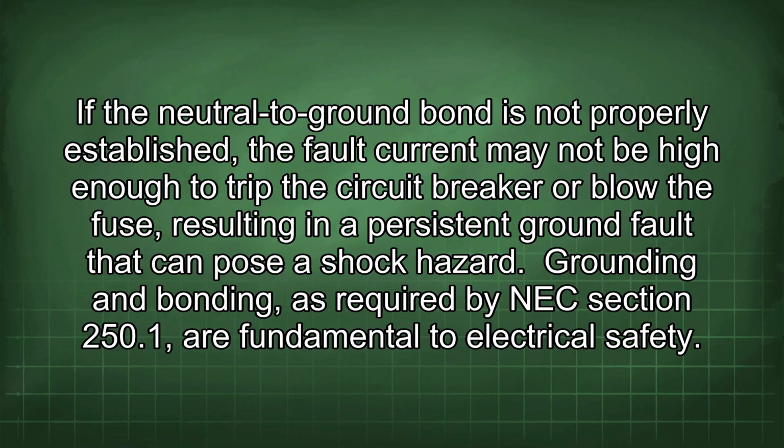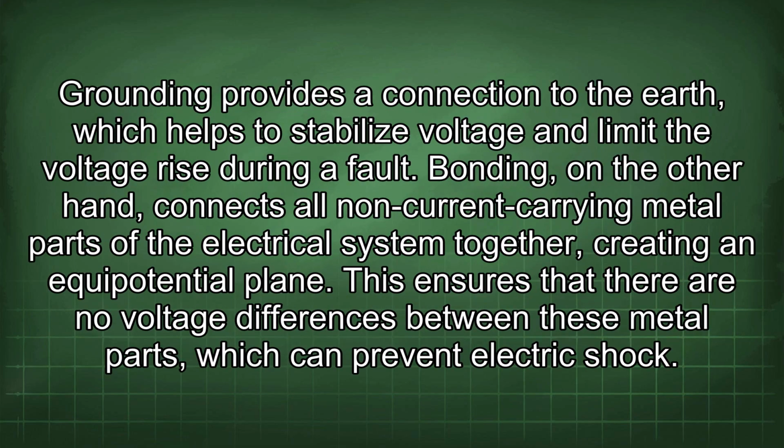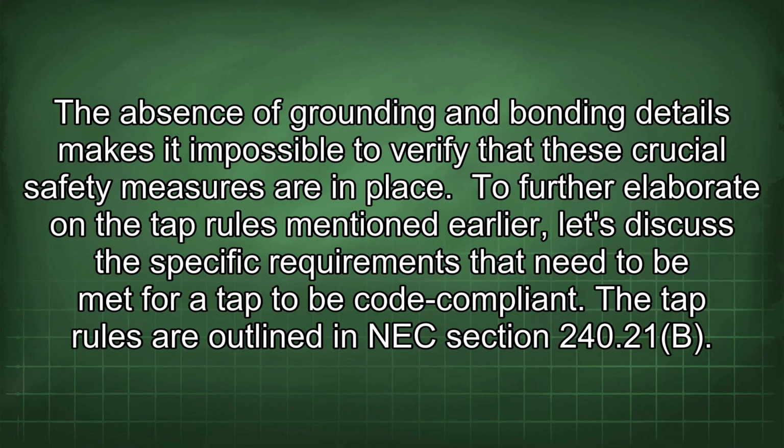Grounding and bonding, as required by NEC section 250.1, are fundamental to electrical safety. Grounding provides a connection to the earth, which helps to stabilize voltage and limit the voltage rise during a fault. Bonding, on the other hand, connects all non-current carrying metal parts of the electrical system together, creating an equipotential plane. This ensures that there are no voltage differences between these metal parts, which can prevent electric shock. The absence of grounding and bonding details makes it impossible to verify that these crucial safety measures are in place.